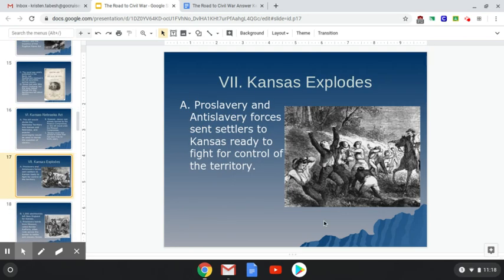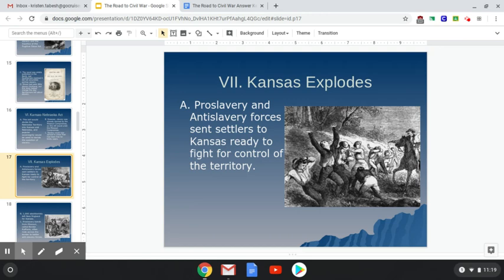So Kansas explodes. Pro-slavery and anti-slavery forces sent settlers to Kansas ready to fight for control of their territory. So this is another stepping stone that leads to that strong tension between Northerners and Southerners, the Unions and the Confederates, the pro-slavery versus the anti-slavery. This is just one more notch in what is going to turn into the Civil War.